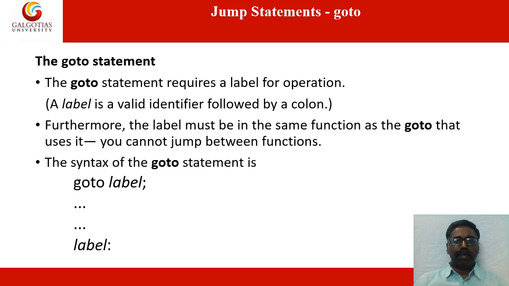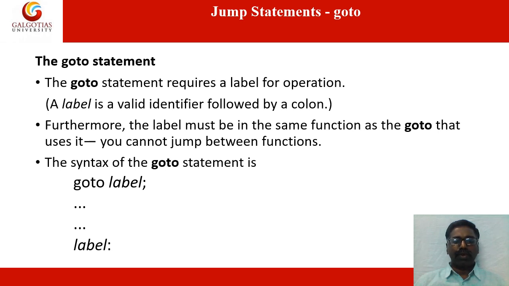Next, we are going to discuss the jump statements, which come under the control statements in C. In jump statements, we are going to discuss the goto statement. What is the use of the goto statement? Goto statements come along with a label statement for operation. A label is a valid identifier followed by a colon. It may start with a numerical or any character constant value along with the numerical value. Furthermore, the label must be in the same function as the goto that uses it. That means goto cannot jump between functions.